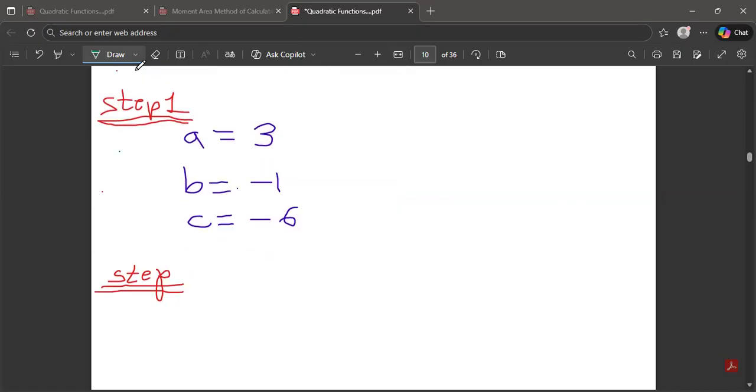Okay. So in our step 2, how do we go about the step 2?